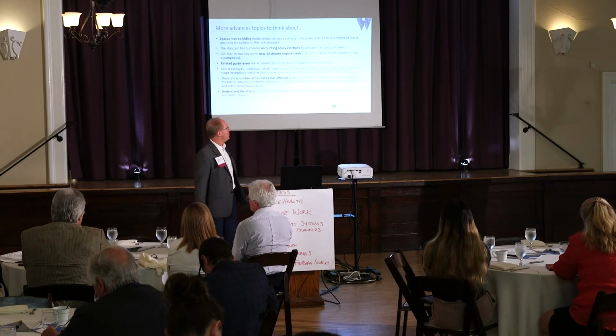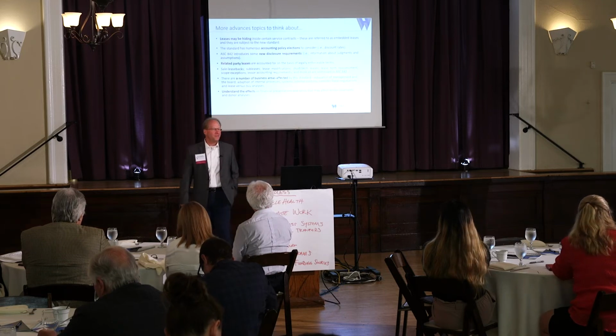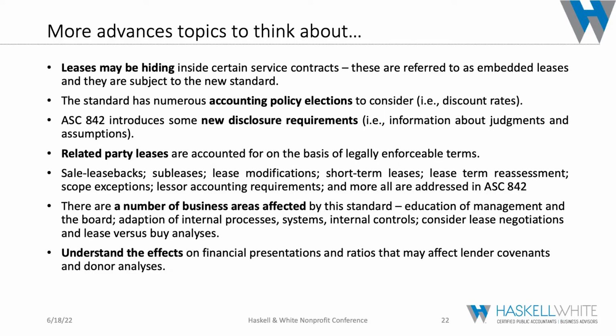So here's some of the more complicated things that are in the standard. One thing to be aware of is leases sometimes hide in other contracts. And the standard calls those embedded leases. Okay, a simple example you might even have at home. You might be paying for internet service, right? And maybe your Cox provider gave you a modem. Maybe they gave you a router, and they say, "Hey, pay us $100 a month. We'll provide you with the internet service."